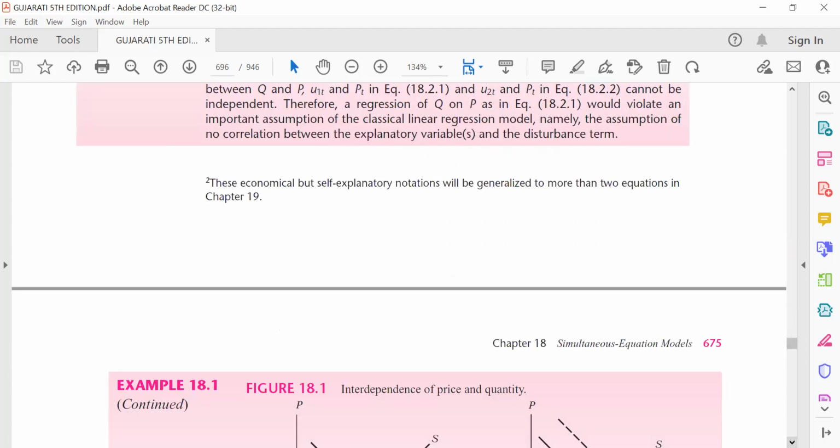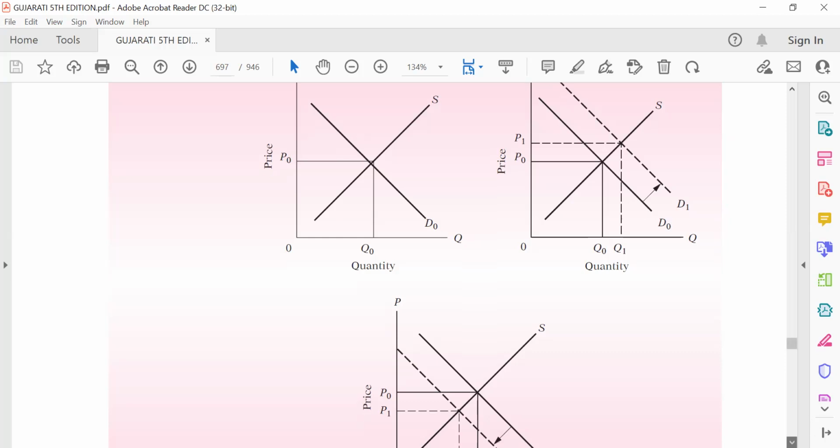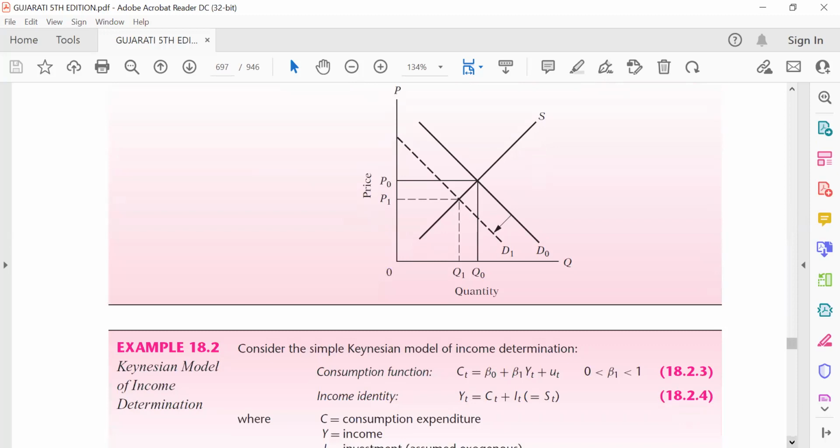Okay, if we solve this equation, here we can see, for example, that a shift in the demand curve could be caused by income, other prices, expectations, taste, etc. For supply, it could be technological change and other variables.